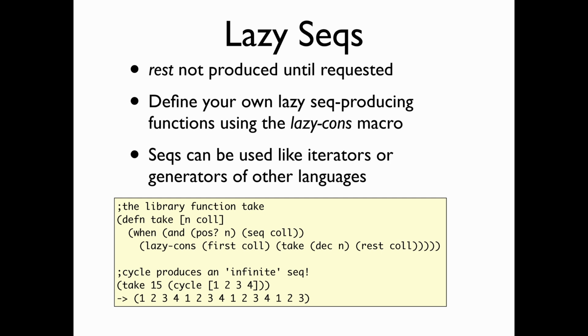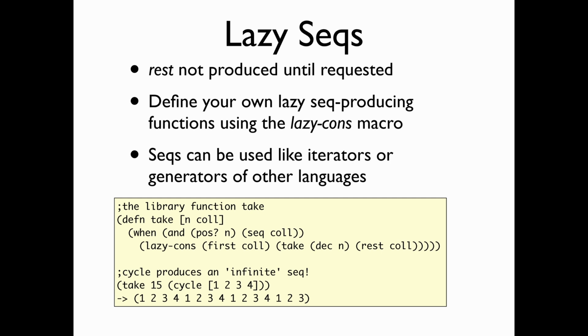So this is the take function. This again is more Haskell-like. It says, give me the first n guys from a sequence. So it takes n and a collection. It says if I still have more stuff to grab, and the collection is not null, I'm going to return the first thing in the collection, lazily consed onto taking one less from the rest of the collection.